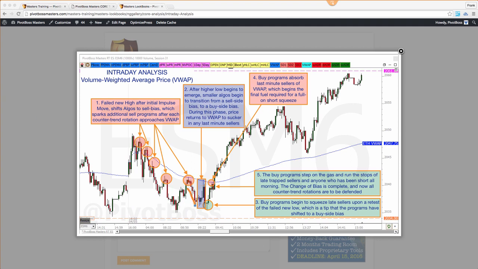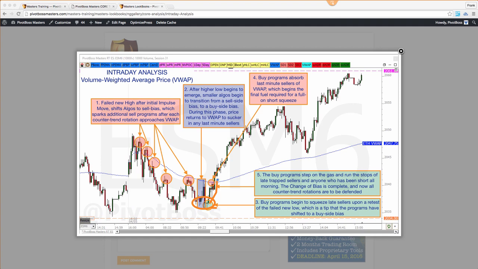You can see how price started to push down right here. And then whoever didn't get filled is like, oh, I wish price would come back. That was such a great move. So price does come back, and they're like, yeah, let's get in. And then price gets in, and right there, this is where they step on the gas with buy programs. So buy programs begin to squeeze the late sellers right here upon a retest of this failed new low. And that's a tip that the programs have shifted now to a buy-side bias.